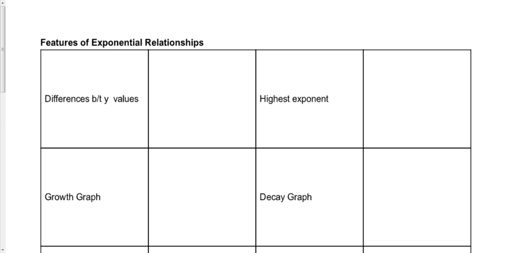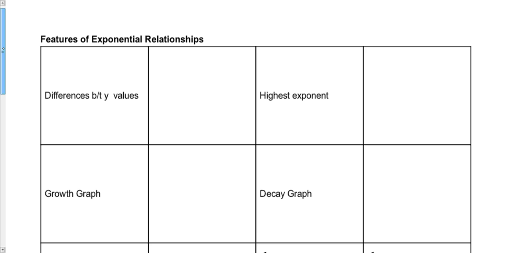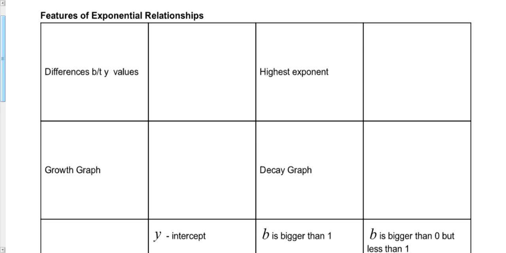Carrying on with the same idea, we want to look at features of exponential relationships. Okay, and so some of the features that go along with having an exponential relationship include the following. So differences between the values, between the y values. Okay, y values is a very important piece of that. Their constant ratio.